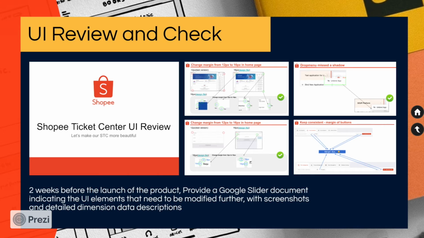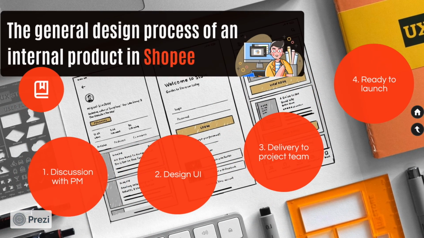Now, let me start to wrap things up. I presented to you the general design process of an internal product in Shopee. The design schedule of most internal systems is only 1 to 4 days, so we need a good process. If you remember only one thing from the presentation, it is that the time we have to design an internal system is very short. Only a good process can save the designer and the product.